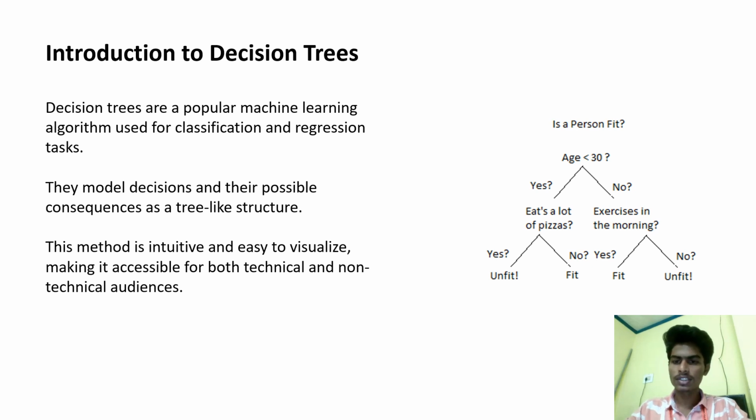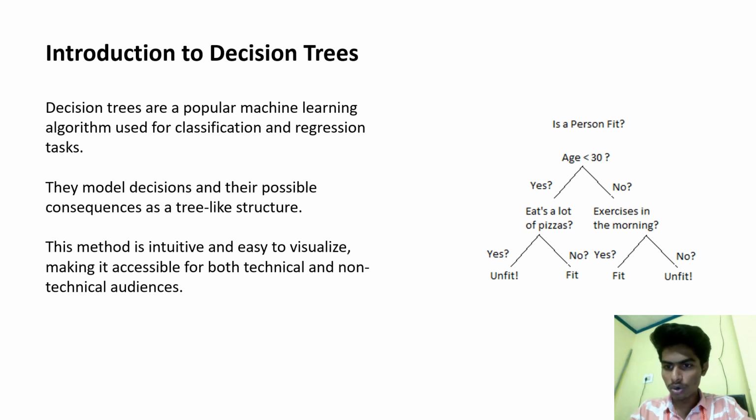After going to yes, it will ask again, here again a decision node, asking the question: does he eat a lot of pizzas? If we eat lots of pizzas, we know it is junk food, so we are unfit. If we don't eat a lot of pizzas, no, then we are fit.